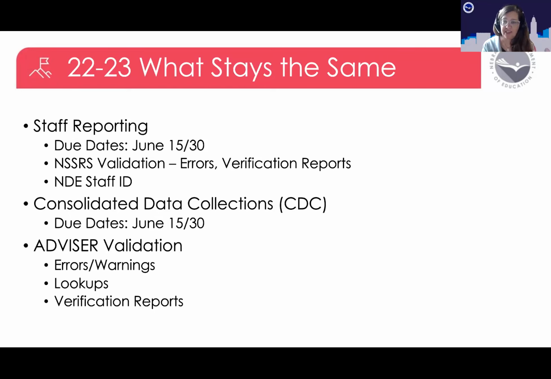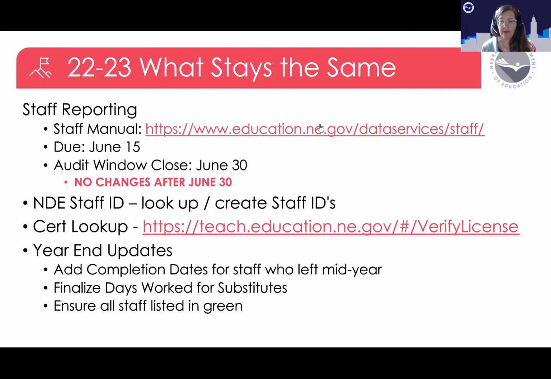So I'm going to dig into each of these a little bit more thoroughly here. We'll start with staff reporting. We've got a link to the staff manual, which is a really great resource if you need a definition for one of the data elements that's collected in there. I also want to highlight that after June 30th, we can't make changes to staff reporting data. So it's so important that schools and districts are going through and looking at their year-end collections in staff reporting specifically.